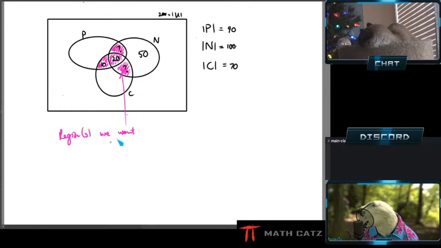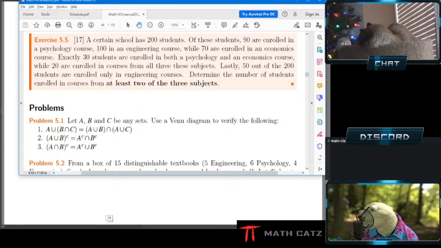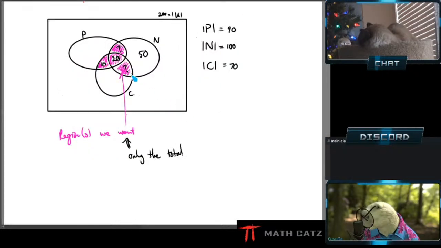But we want only the total number of students in the pink regions. That's the only thing the question is after. Determine the number of students, at least two subjects. Not individually, that's not the question. The question is how many people are in the pink regions?